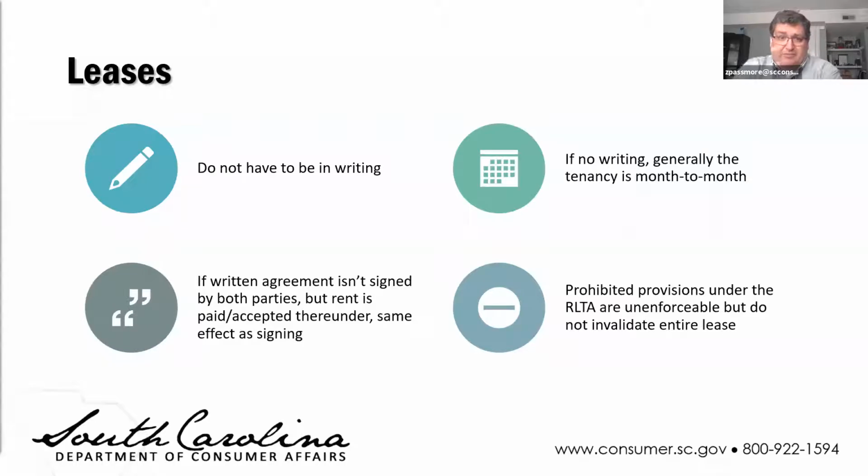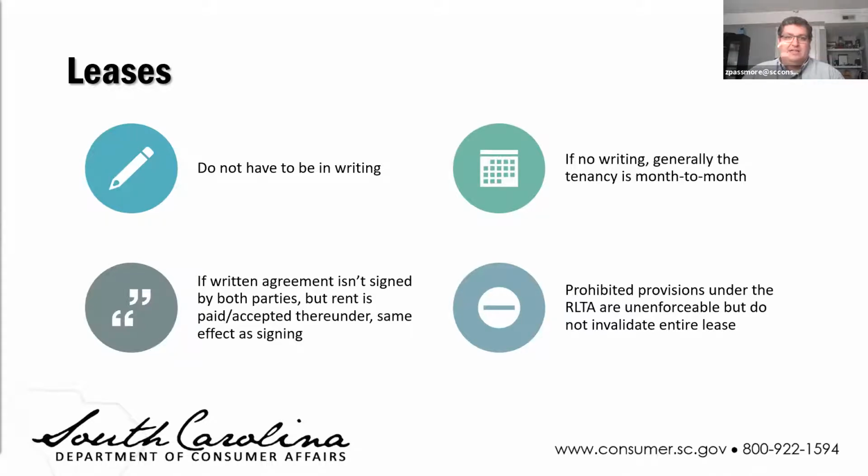And lastly, prohibited provisions under the Landlord-Tenant Act are unenforceable but do not necessarily invalidate the entire lease. Some examples of that would be agreeing to forego rights and remedies under the Act, or agreeing to the limitation of any liability for the landlord arising under law, or indemnifying the landlord for their liability. As I said, prohibited provisions in a lease agreement are unenforceable, but they do not invalidate the entire agreement. So the enforceable parts of the lease agreement would still stand.